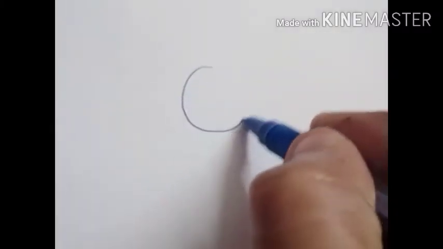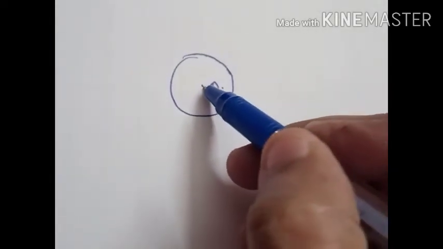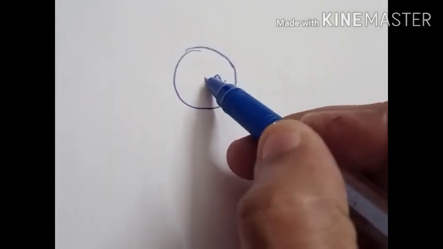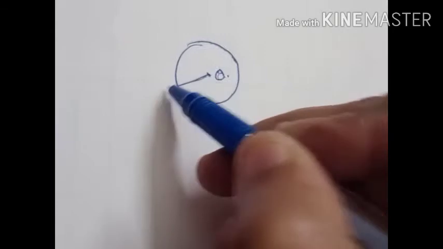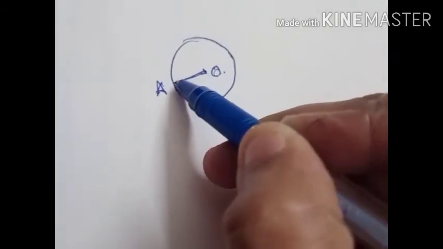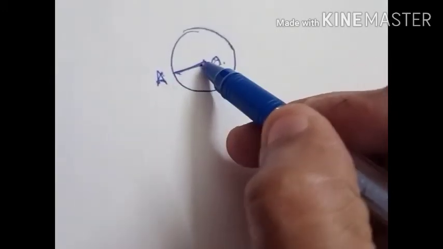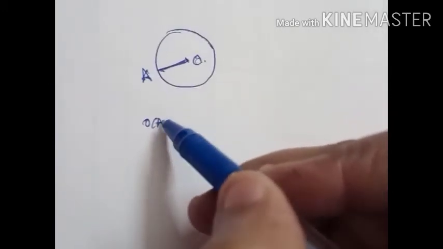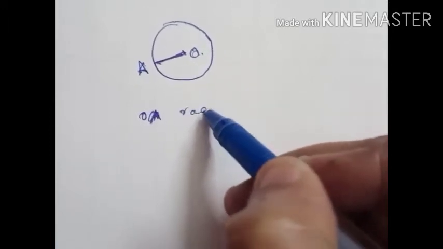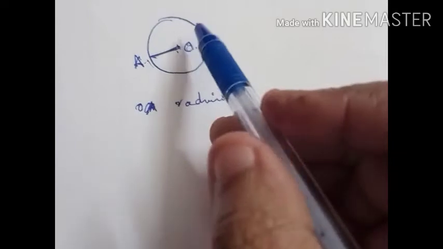If this is a circle with center O, then this is the center and OA is the line segment joining the center to the point on the circle. This is the radius of the circle. So OA is the radius. Radius means center to any point on the circle.